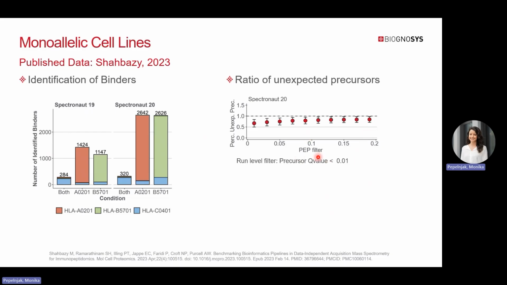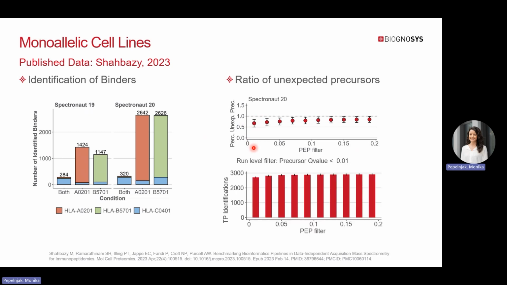And if we apply stricter PEP filters, you can be even stricter with this and you get even fewer unexpected precursors. However, since you are stricter with the PEP filter, as expected, we also lose some true positive identifications. So this looked very nice for the simple model of monoallelic cell lines.